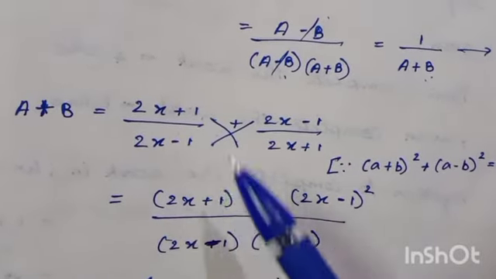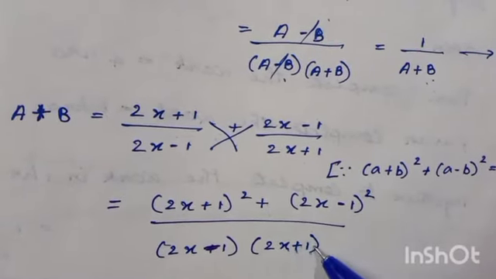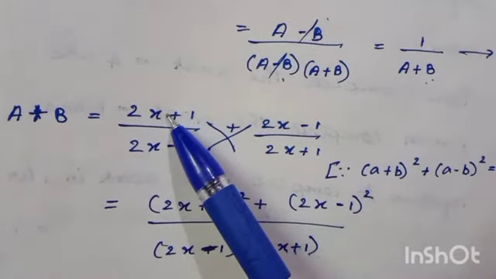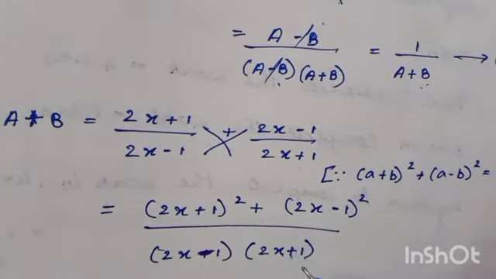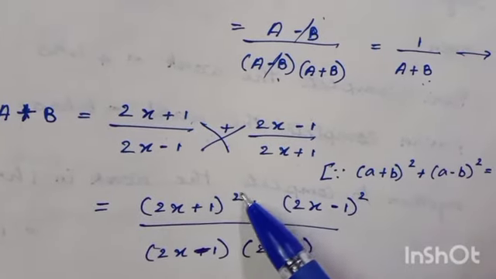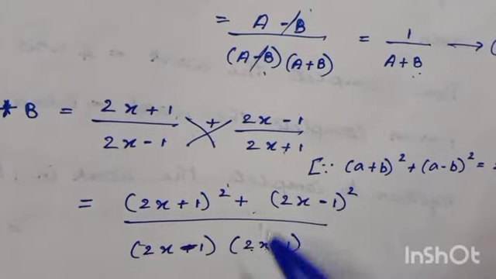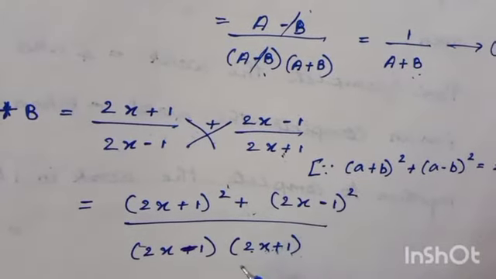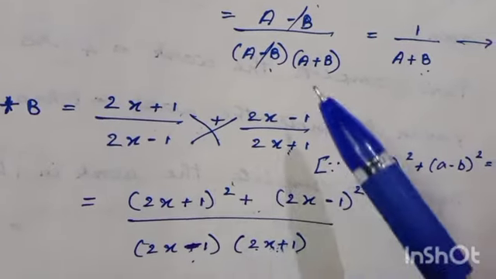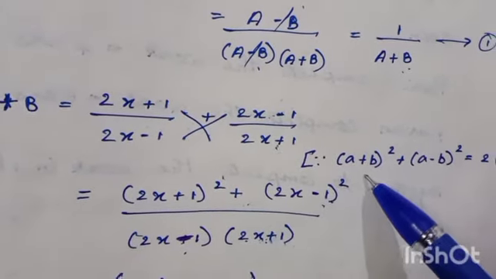Compare the first denominator with the common denominator: 2x plus 1 is missing, so multiply the numerator by 2x plus 1. Already we have one 2x plus 1, then another 2x plus 1, so 2x plus 1 into 2x plus 1 is 2x plus 1 whole square. Plus, compare the second denominator: 2x plus 1 into 2x minus 1, 2x minus 1 is missing, so multiply the numerator, giving 2x minus 1 whole square.